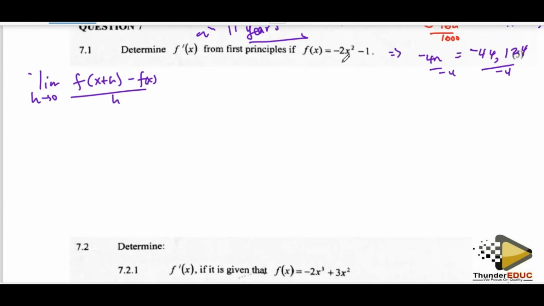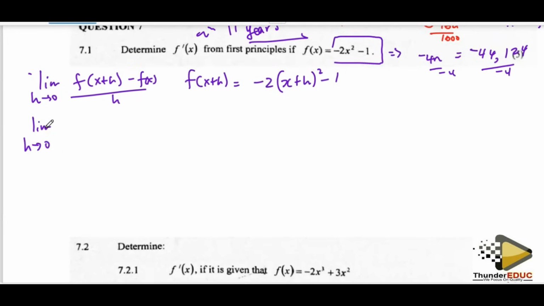So what I know is that this is my f of x. I need to find what is my f of x plus h. So where there is x, I'm going to replace it with x plus h. So negative 2 into (x plus h) squared minus 1. I can just put it where it is. Limit as h tends to 0 of negative 2 into (x plus h) squared minus 1, then minus the whole of f, which is negative 2x squared minus 1, over h.